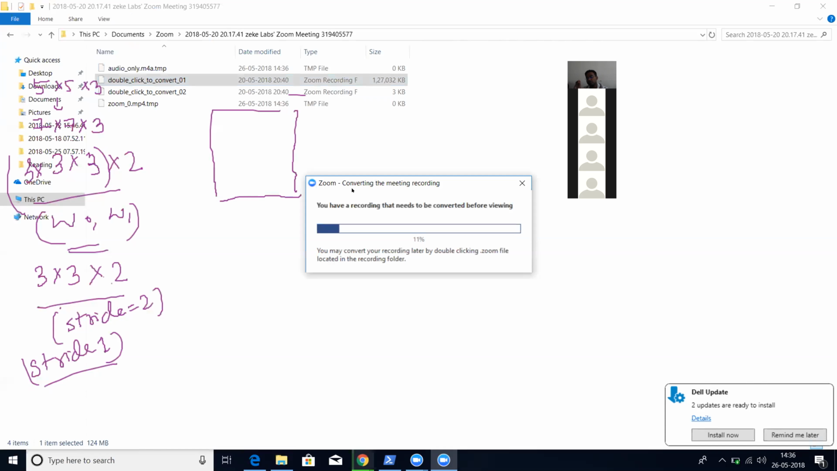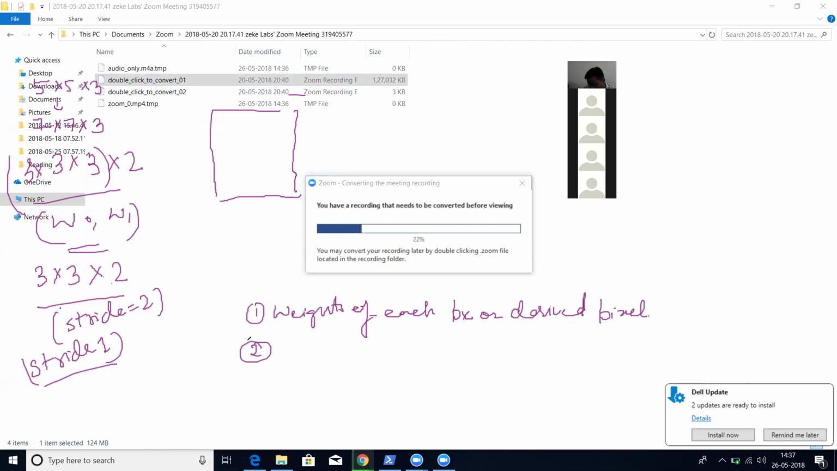So what are these filters? These filters are like complex features. Unlike what we learned in our neural networks, which was weights of each pixel or derived pixel. That's what we learned.